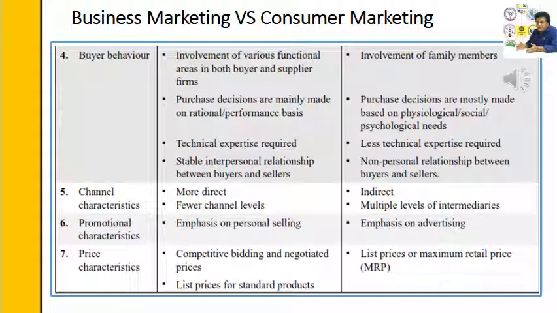If you take the promotional characteristics of consumer market versus business market, in business market the emphasis is largely on personalized selling. In consumer marketing, the emphasis is on advertising. Price characteristics, the difference is that in business marketing the bidding is mostly competitive and the prices are negotiated. List prices are available only for standard products, whereas in consumer marketing things are normally sold at list price or maximum retail price, and then some stores offer discount on it. So these are the 7 broad differences between consumer market and business market.